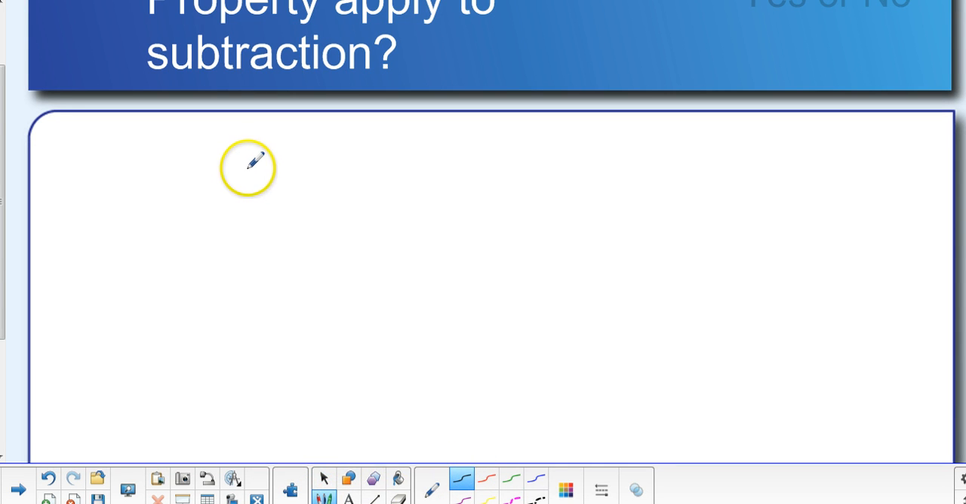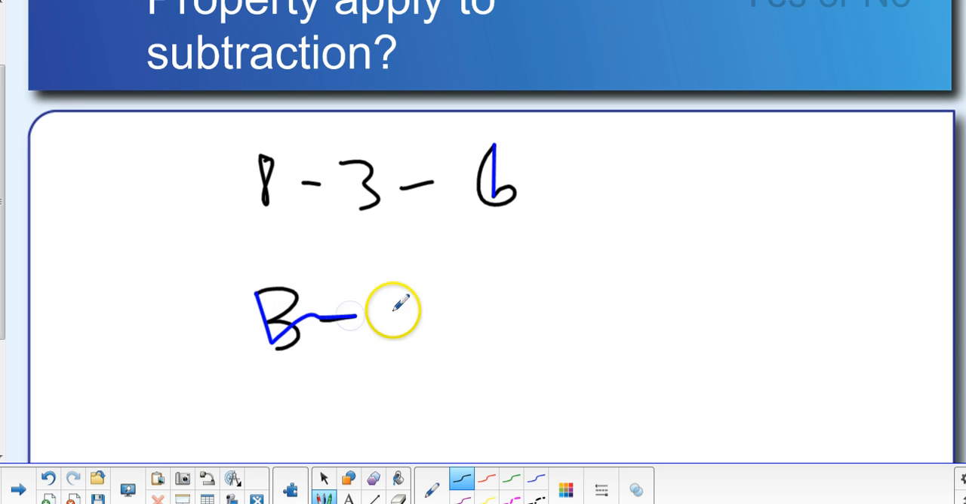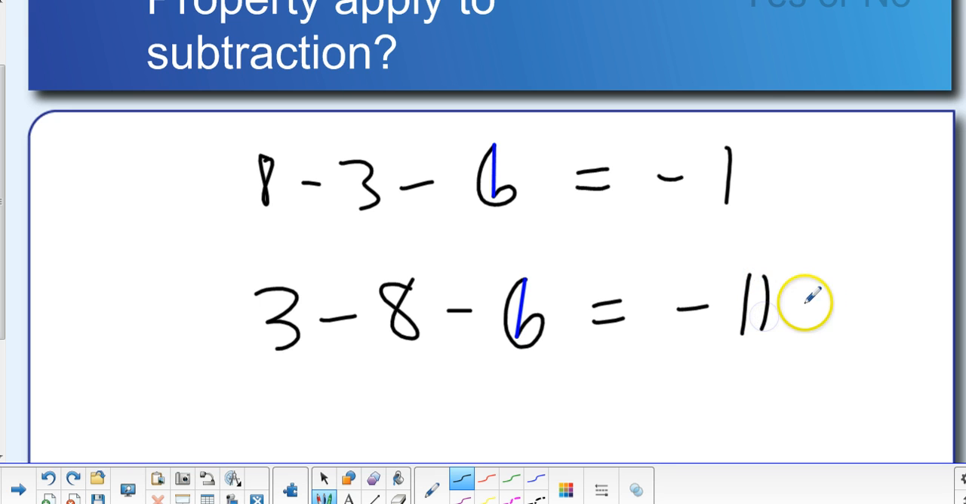let's see, 8 minus 3 minus 6, right, and change it to 3 minus 8 minus 6. The first one gives you 8 minus 3 is 5, minus 6 is negative 1. The second one gives you 3 minus 8 is negative 5, minus 6 is negative 11. They're not the same, so therefore it does not work.